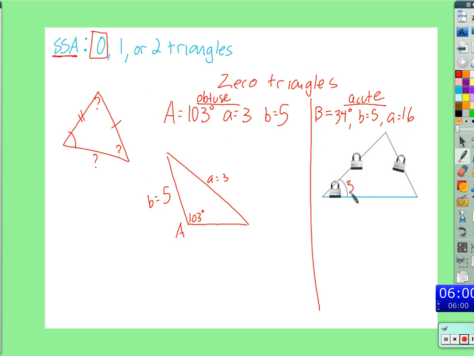This will be angle B, 35 degrees. This will be side B, 35, and side A, 60. This kind of seems believable. This side's 16, this side's 5, this angle's 35. Sure, why not? Okay. So it's not as clear here why there's no triangle possible. That's clear it was here.